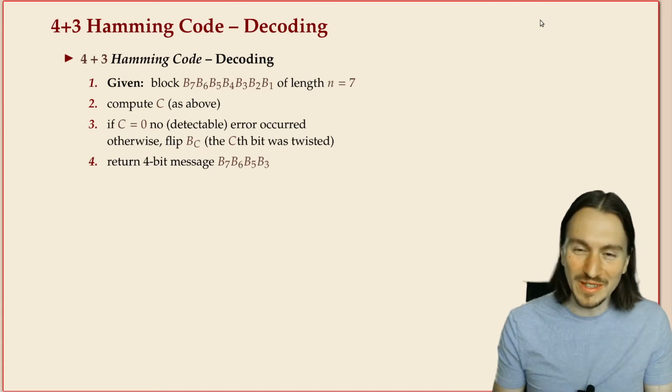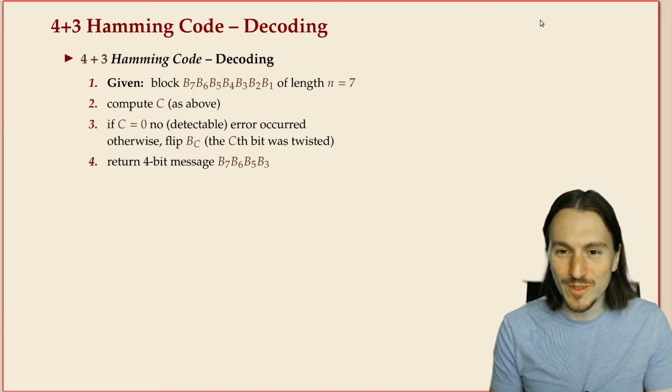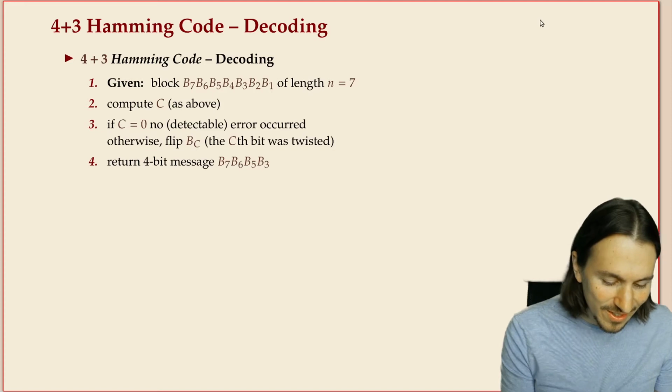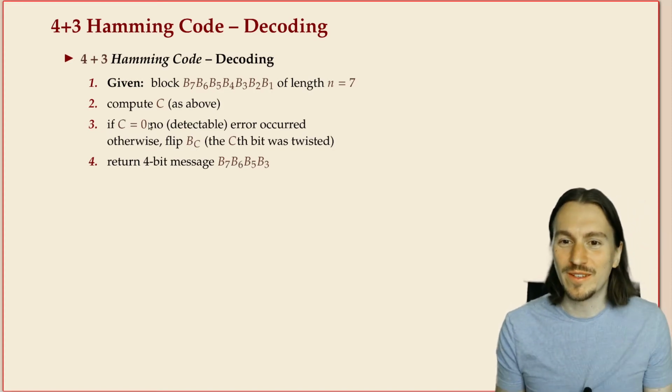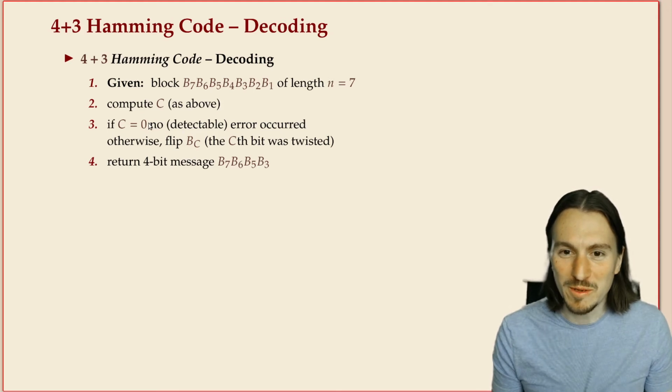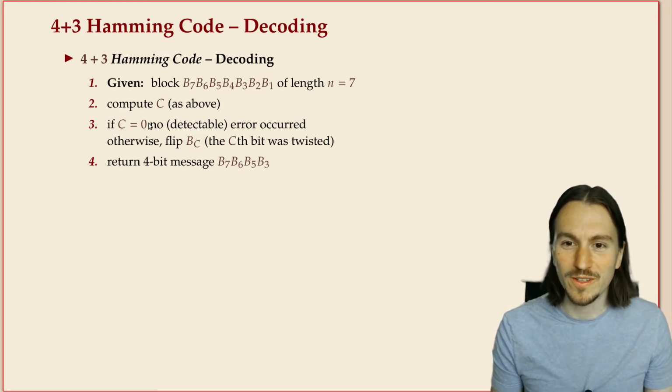So we'll assume again that bit flips only happen rarely. So again, if C is 0, no detectable error occurred, and we'll talk at the end of this subsection a bit about what that means. What are the detectable errors?